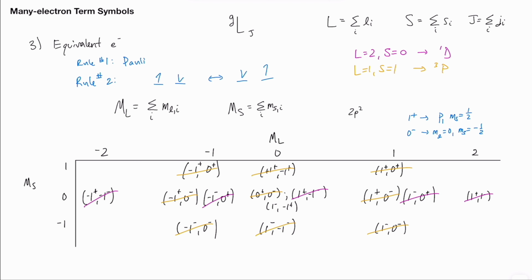And finally, we look at what's left. There's one term that's left, and it has an m sub L equals 0, and the maximum m sub S is also 0. And so this must correspond at the very end to L equals 0 and S equals 0, or in other words, a singlet S. And we can finally cross that out.